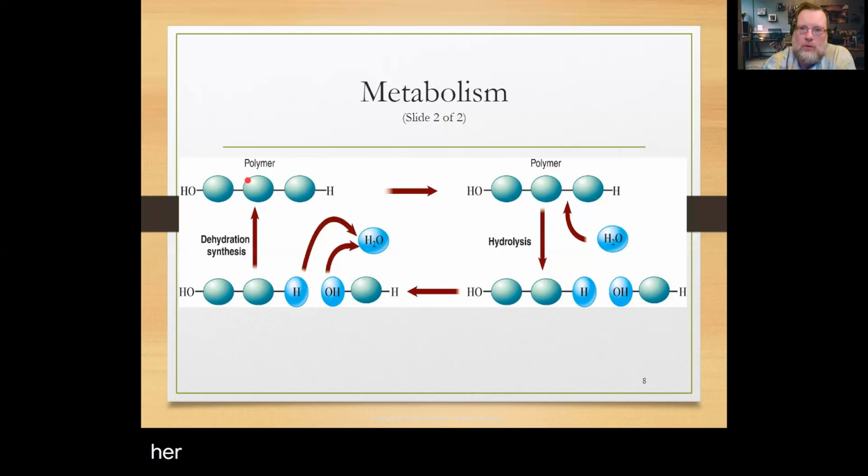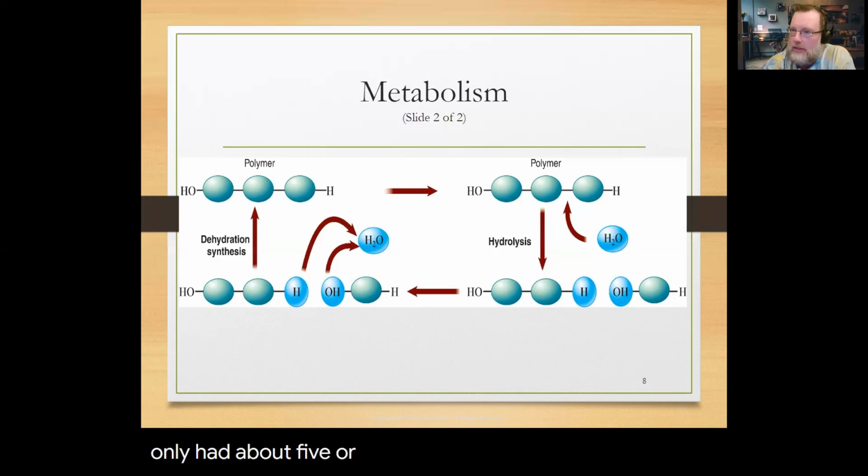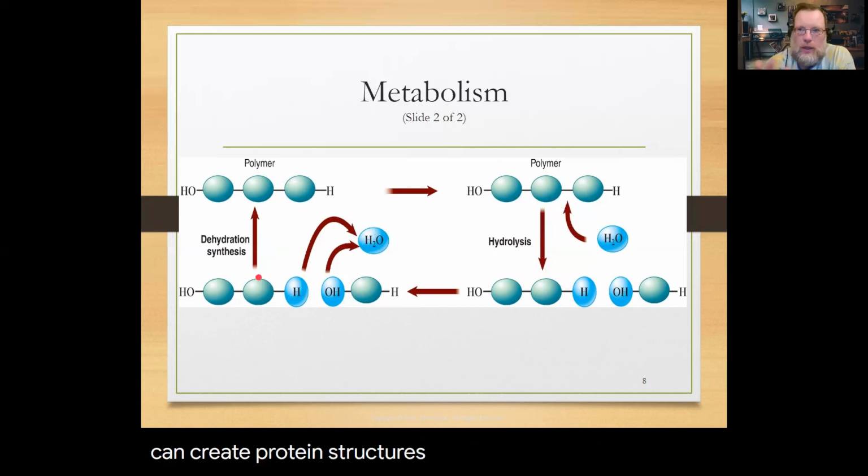We looked at hormones. A multitude of hormones are protein-based. Remember, we had our steroidal and non-steroidal group, and that steroidal group was lipid-based. We only had about 5 or 6 of those, and everybody else was on the protein side for hormones. So we can create hormones in this way. We can create enzymes in this way. We can create protein structures in this way.